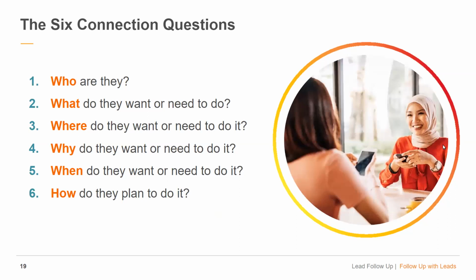So if you'd like, turn to the 6 connection questions page in your guide. Now, connecting is more than just small talk, right? Your communication should seek to answer 6 basic questions. Would anyone like to read what the 6 basic questions are? Anyone want to read those? No one wants to volunteer? All righty then. Number 1, who are they? Number 2, what do they want or need to do? Number 3, where do they want or need to be? Number 4, why do they want or need to do it? Number 5, when do they want or need to do it? Which is very important. And 6, how do they plan to do it?